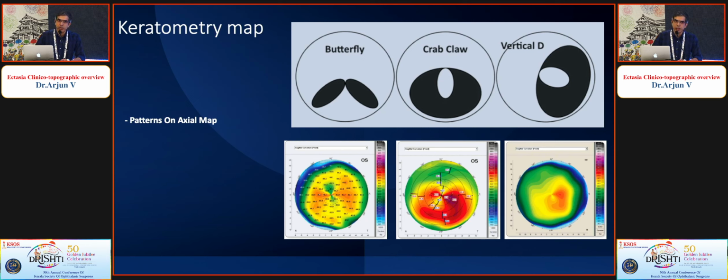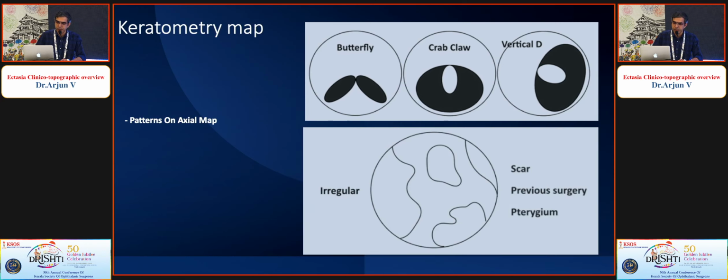This commonly occurs when the ectasia starts moving away from the center, which produces a phenomenon known as the loop cylinder. As the ectasia further moves away, the loop starts coming into the picture, and the butterfly starts to look like a vertical D. So this is more seen in peripheral ectasias. So again, you have to see the ocular surface. Sometimes dryness, even scars and previous surgeries will induce changes in the topography, and you will get an irregular pattern.